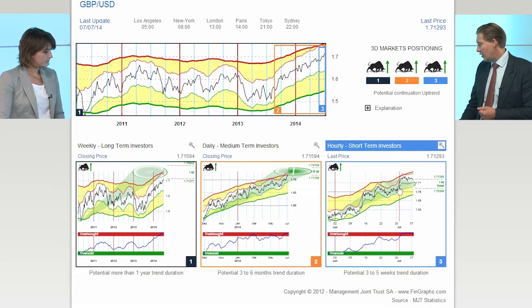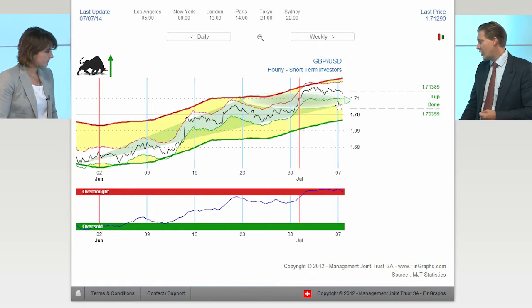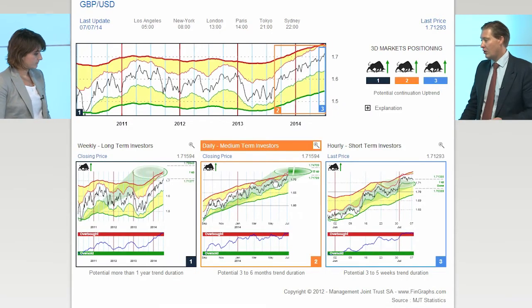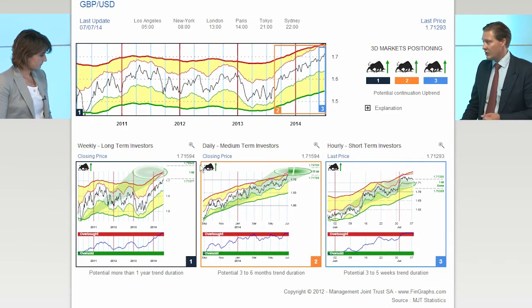Now, we could confirm that over the short term, because we've also reached here the impulsive targets. So it's pretty much overvalued on the hourly, pretty much overvalued on the daily, and over the longer term there's probably a bit more to go, but in the meantime we should see a cable taking a breath.